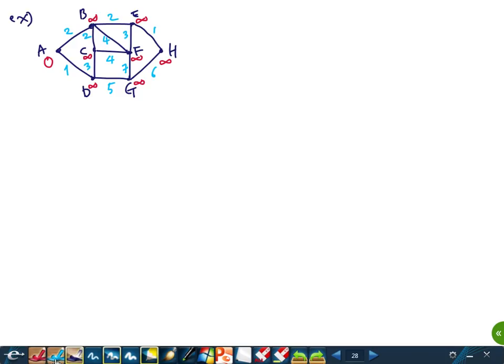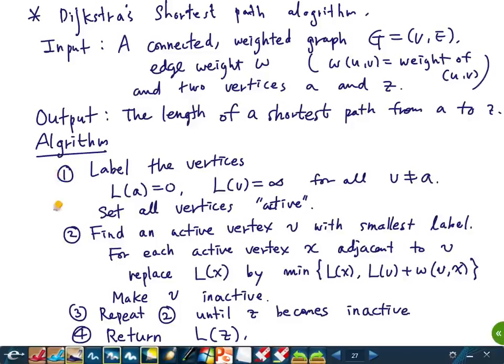So what is the smallest active vertex? They are all active. What is the smallest active vertex? I mean the one with the smallest label among the active. Which has the smallest label? A. 0 is smaller than infinity, right? So A. So now, what's the next step? So the first step is done. We set up correctly. We labeled them.